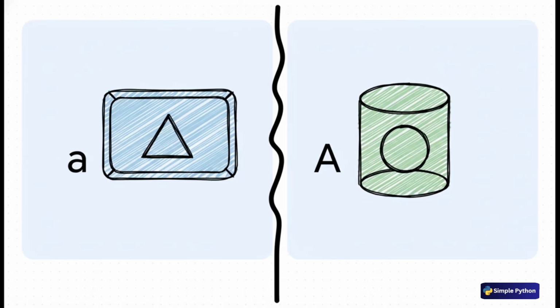So, for example, if you create a variable called age, all in lowercase, and another one called Age with a capital A, to Python, these have zero relation to each other. They are two completely different boxes that can hold two completely different things.